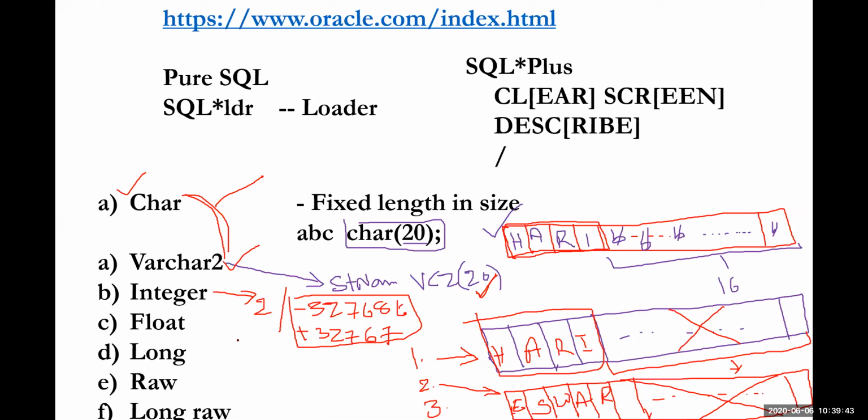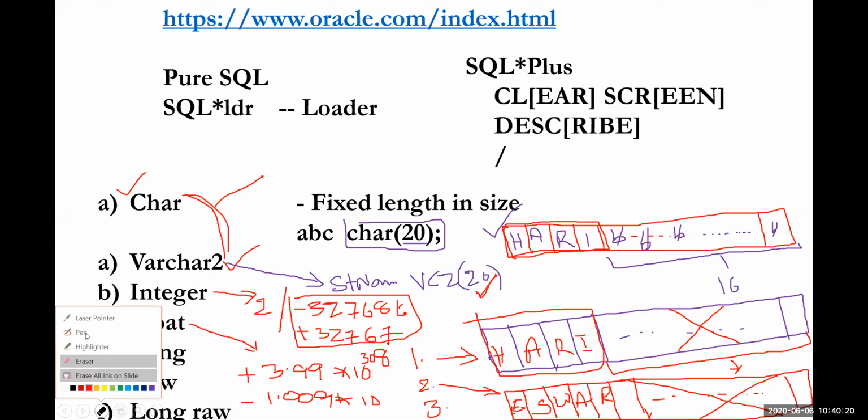Float is also the same, but there is a small difference in float. On the positive side, it could occupy 3.99 into 10 power 308. This is the positive side. And on the negative side, 1.009 into 10 power minus 308. Sorry, 308, not 38. This is the range where exactly it could be used.